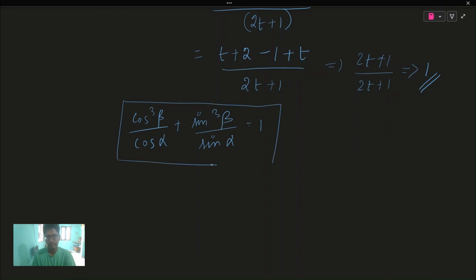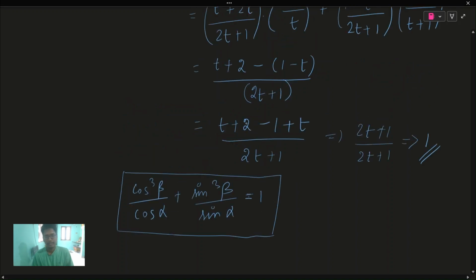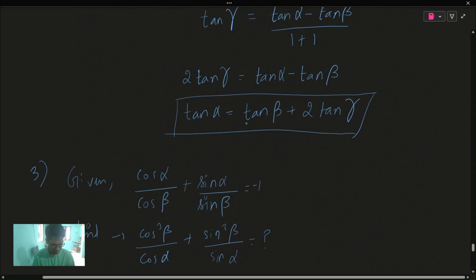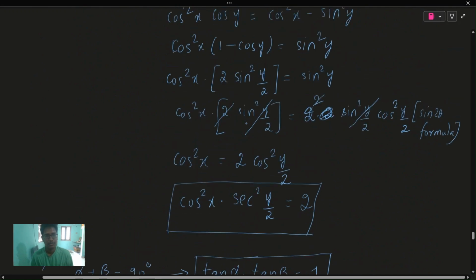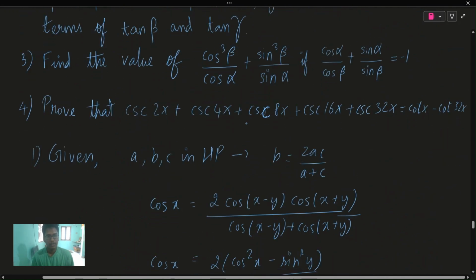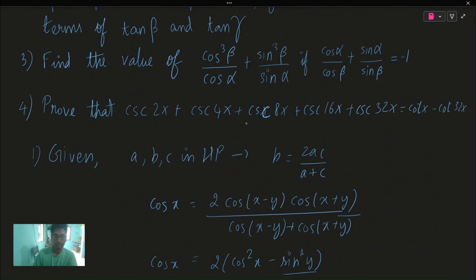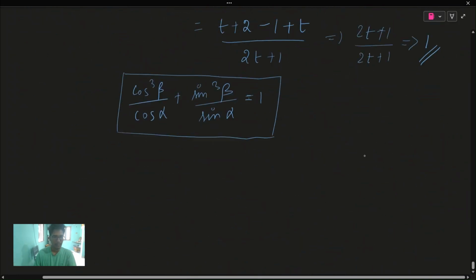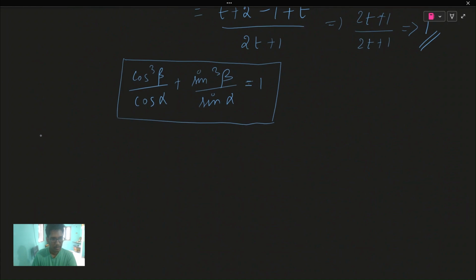Very interesting, right? Such kind of questions would be interesting while solving. Now let's move on to the last question of this session. Prove that cosecant 2x plus 4x plus 8x plus 16x plus cosecant 32x is equal to cot x minus cot 32x. So here I am going to reveal one really interesting identity.